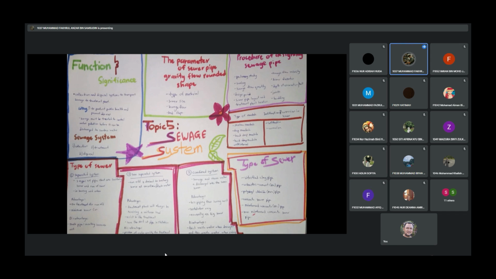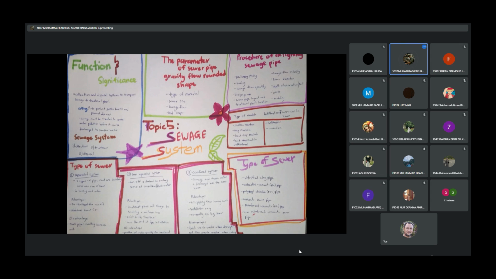And then the parameters of a sewer pipe: gravity flow, rounded shape, the type of material, sewer size, sewage flow, and length and slope. The procedure of designing a sewage pipe is parameter study, zoning, and the type of manhole: shallow manhole, deep manhole, backdrop manhole. And then infiltration and corrosion in sewer.